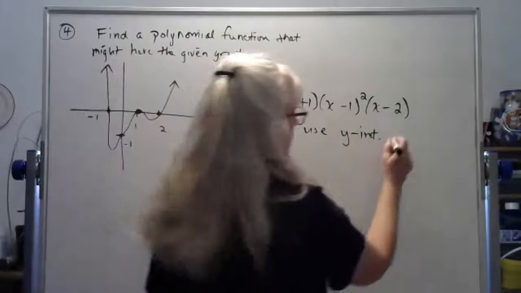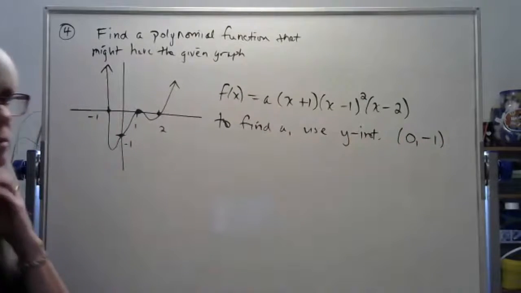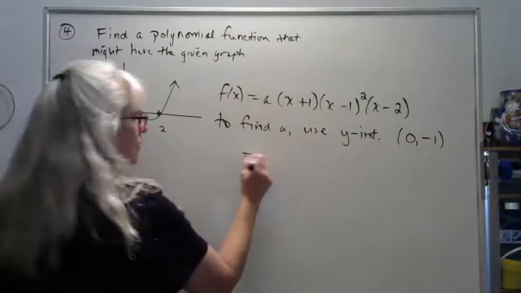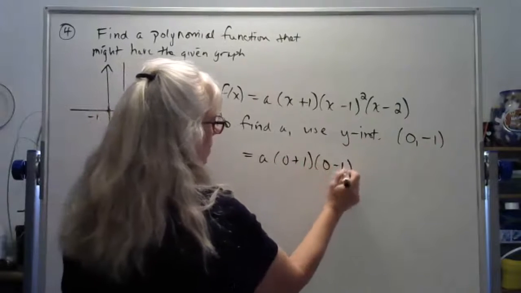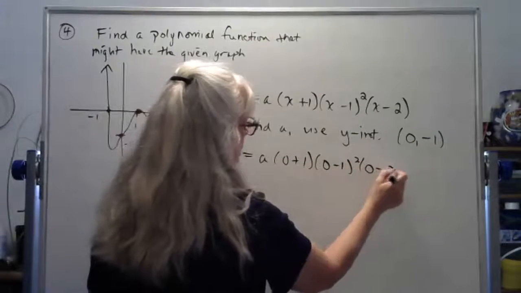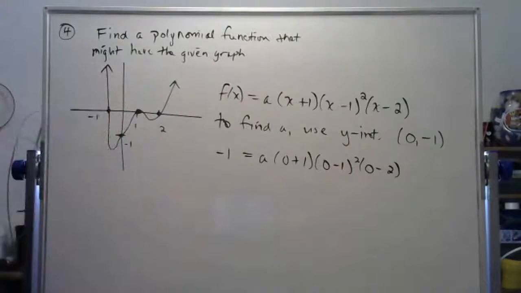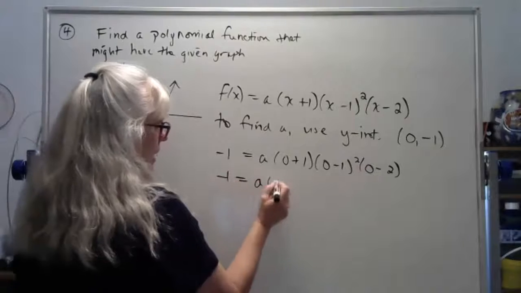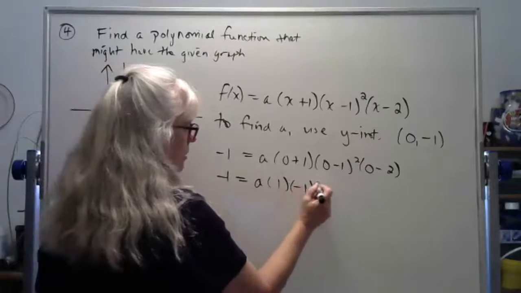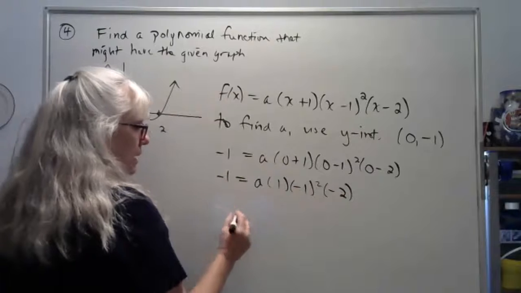So in this case, the y-intercept is (0, -1). So we replace all the x's with zeros. So 0 + 1, 0 - 1 squared, and 0 - 2, and set it equal to the y-intercept, -1. So -1 equals a times 1, times (-1) squared, times -2. Be very careful. Usually it's a little sign error.